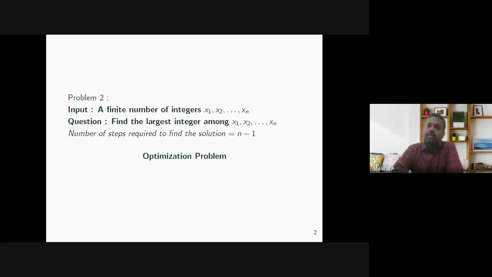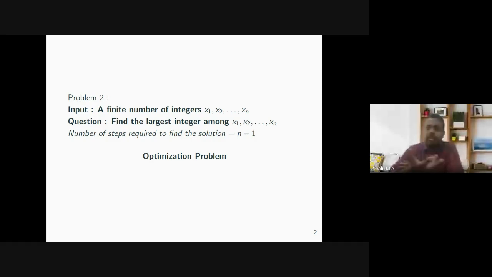So the DNA has changed. Even though we learned this very comfortably in our high school days, we realize that we are actually repeating the decision problem n minus one times, just doing comparisons, nothing more than that. And here it is not a yes or no problem, it's an optimization problem. So this is where I try to give you a DNA of the problem.